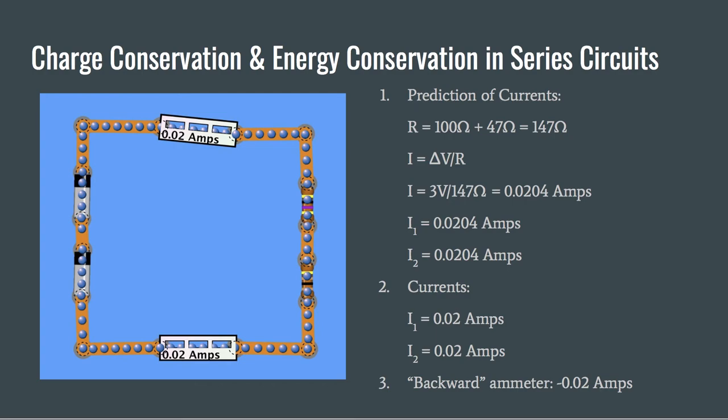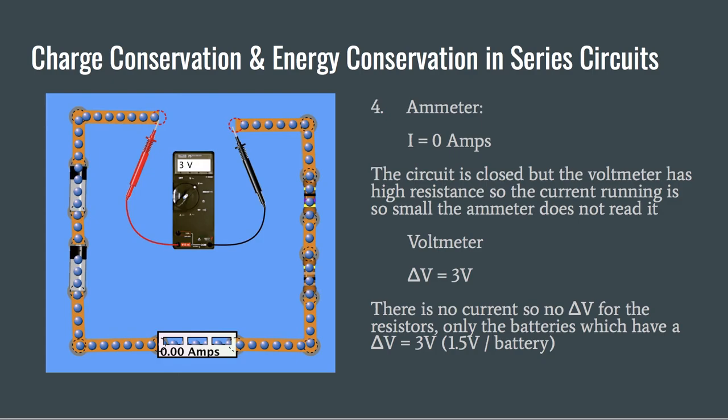For this first circuit, the prediction of currents was found using the potential difference divided by the resistance, and the total resistance was found by summing to 147 ohms. The current calculations and more specifics are found below each section. For part 3, the backwards ammeter was negative 0.02 amps, which is just a negative value of the current found in the previous section. For part 4, the ammeter, the current was found to be 0 amps.